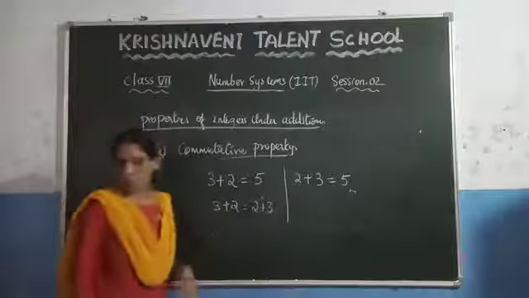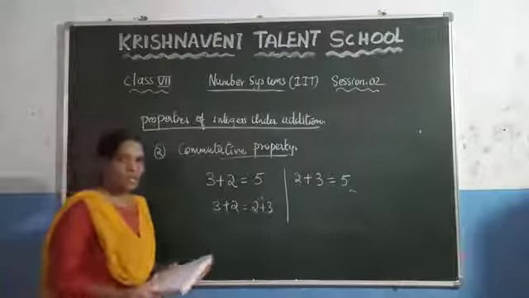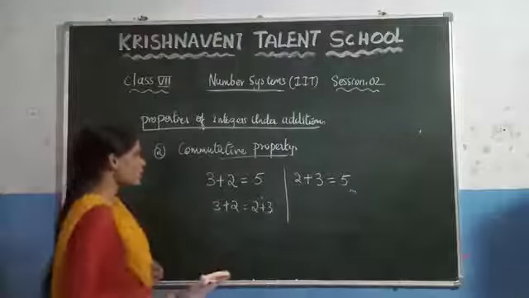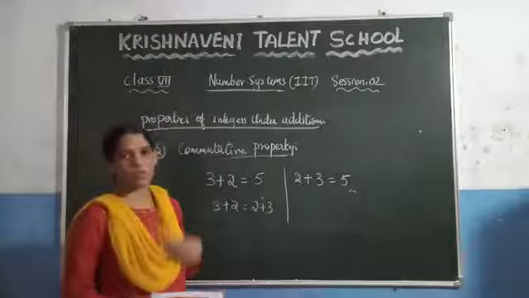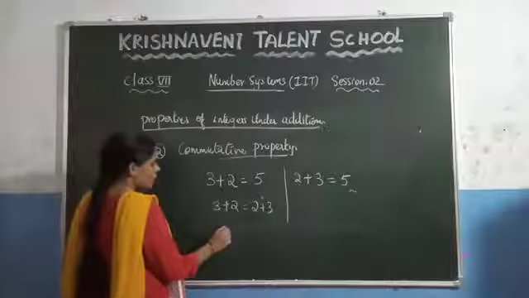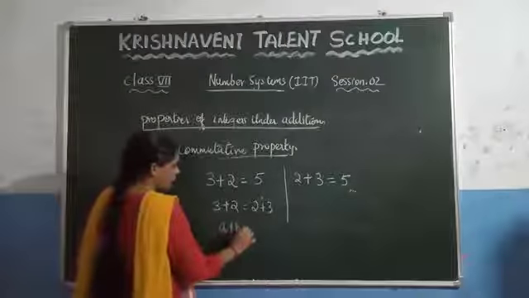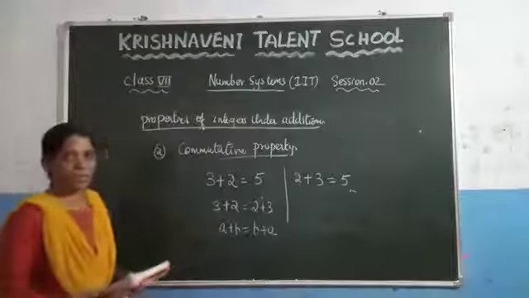Right? So what it states here, the commutative property, if you consider any two integers, a plus b must be equal to b plus a. This property we call a commutative property under addition of integers. So in case of the variables you can write a plus b is equal to b plus a. This is about the commutative property.